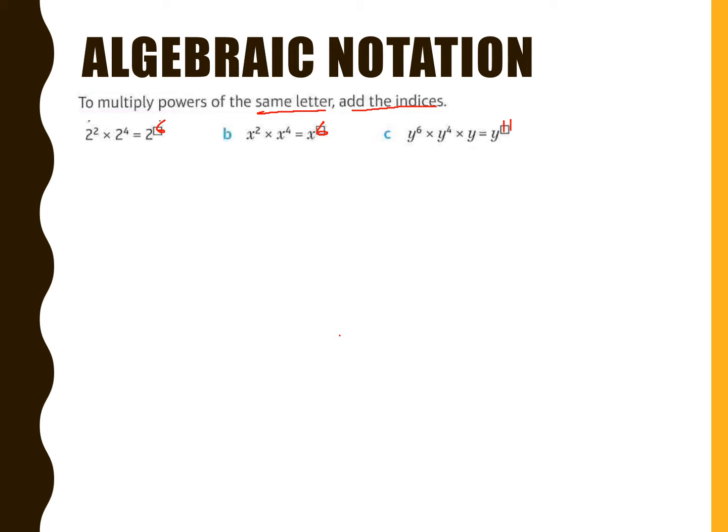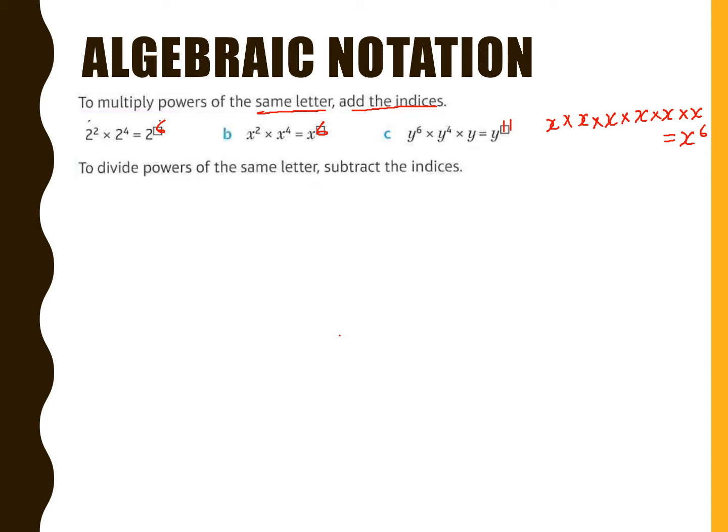If you can't remember this rule, just write it all out. So for instance, if we use this example, we can write it down as x times x, which is x squared, and then times x to the power of 4. So 1, 2, 3, and 4. That gives us x to the power of 6. And we know then that you had to just add the indices.